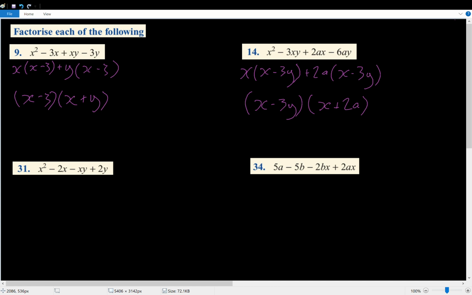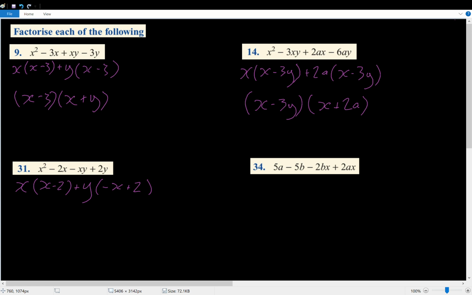Let's see that done again in question 31. So in question 31 we're starting off with pairs of x squared minus 2x and minus xy plus 2y. So take our common factor from the first two, and we take x times, and then inside we're going to have x minus 2. And now our common factor from the next one, they have a common factor of plus y. And when we do that, minus xy divided by y is going to be minus x, and 2y divided by y is going to be plus 2.